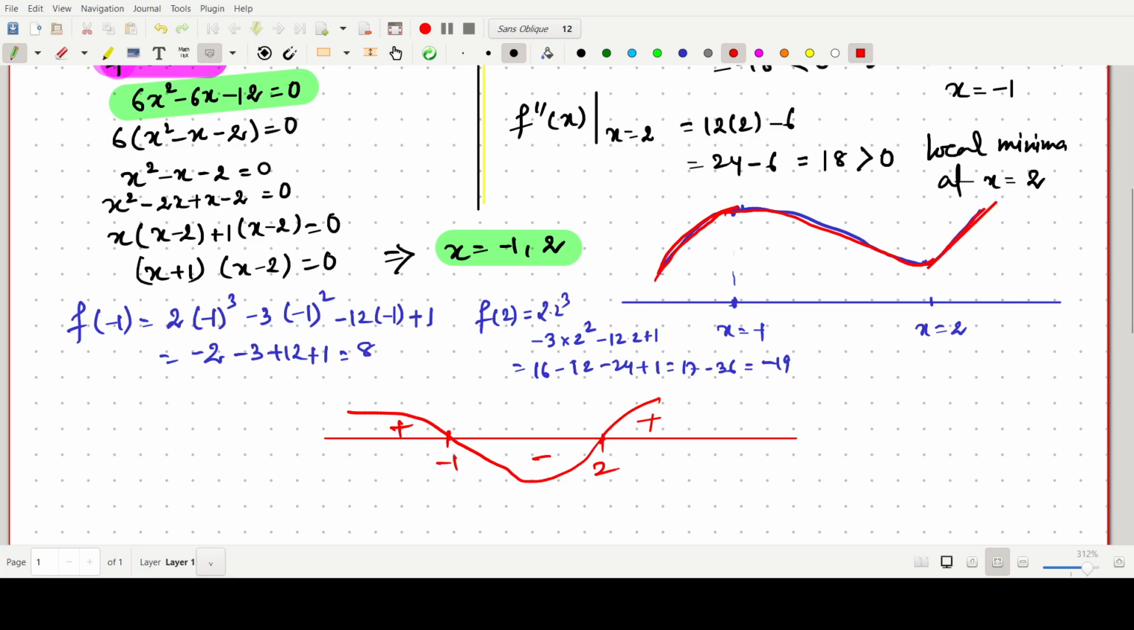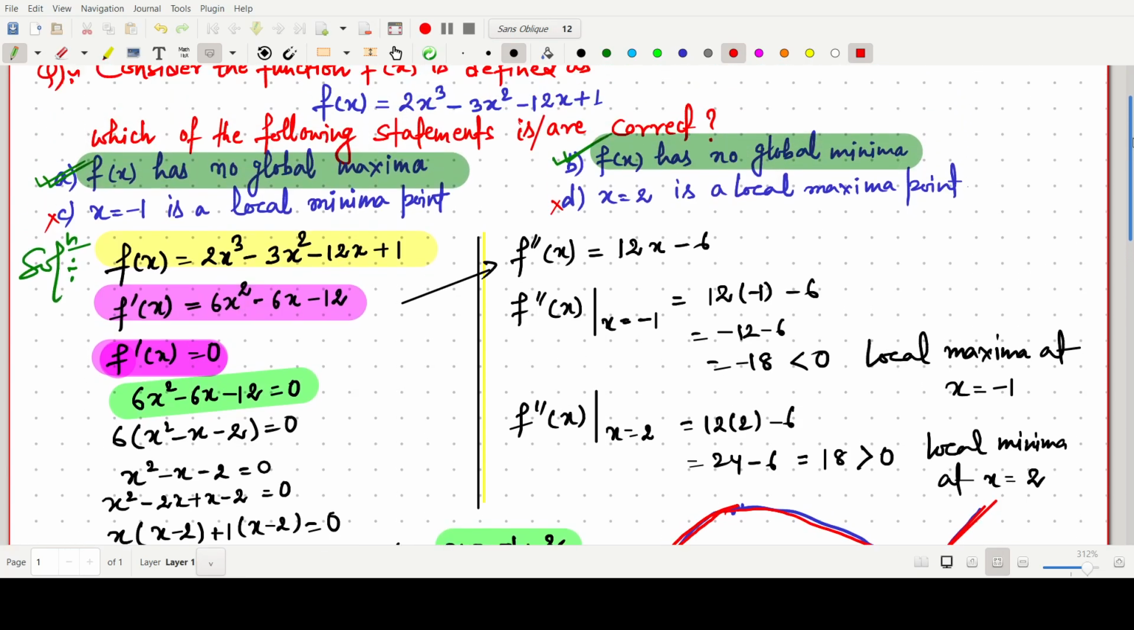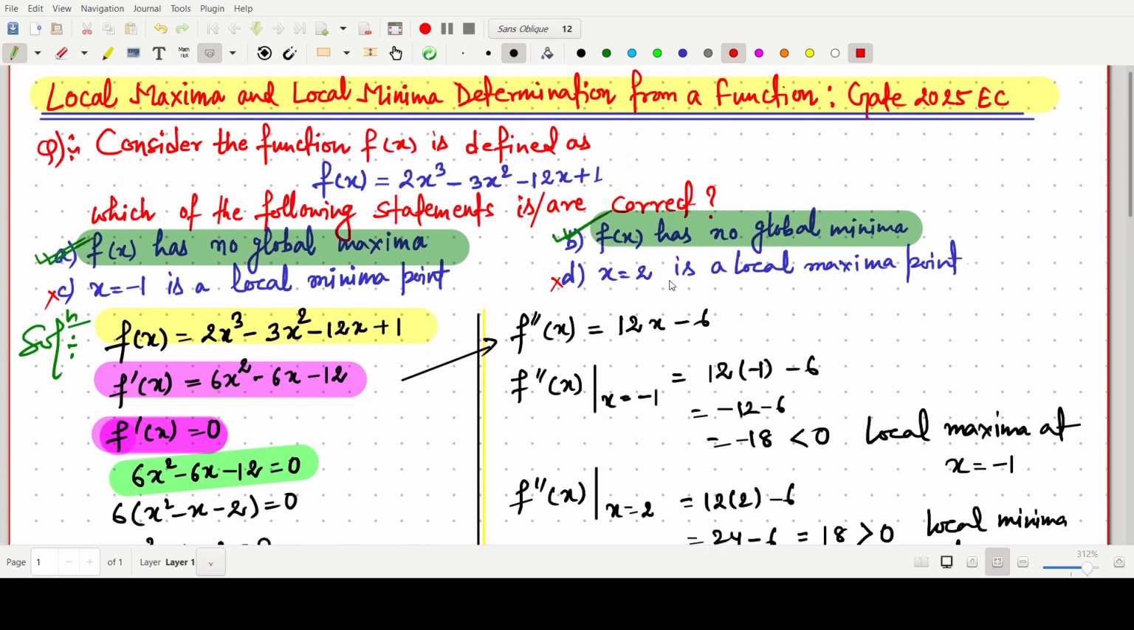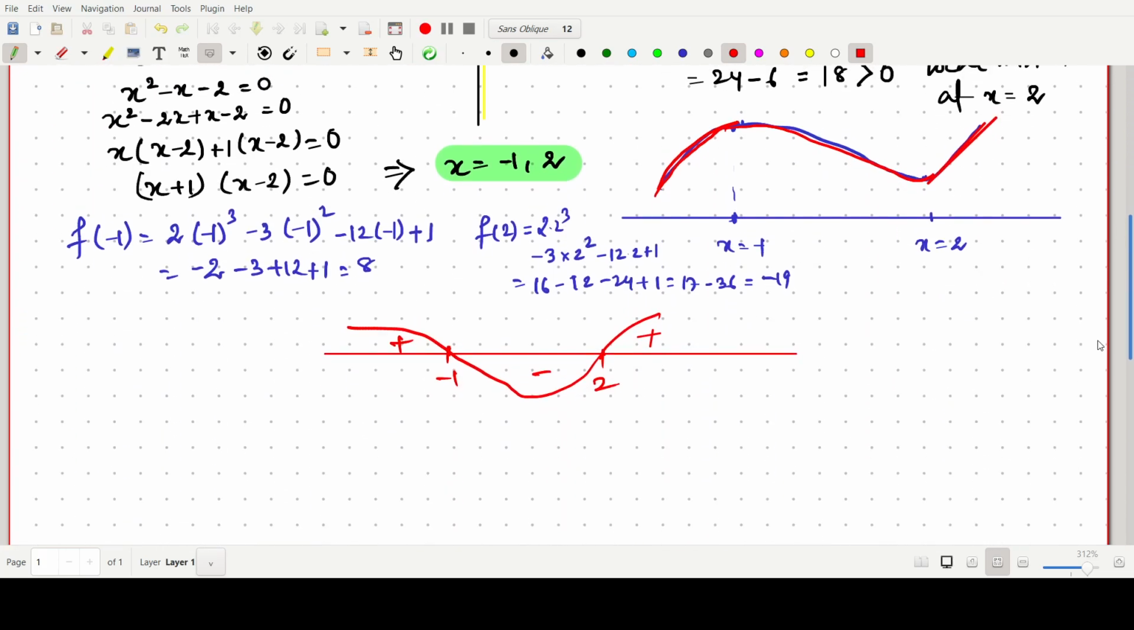So like this, x equals to minus 1 is our local maxima, and x equals to 2 is our local minima. But here it is wrong. The wrong statement says x equals to 2 is a local maxima point, which is wrong. It is a minima point, and x equals to minus 1 is a local maxima point, but it is written minima point. So both those options are wrong. And f(x) has no global maxima, and f(x) has no global minimum. So options A and B are the true ones.